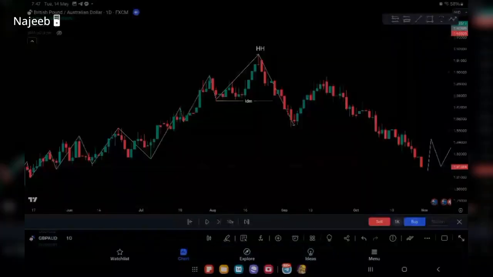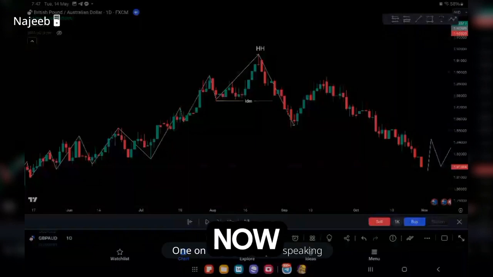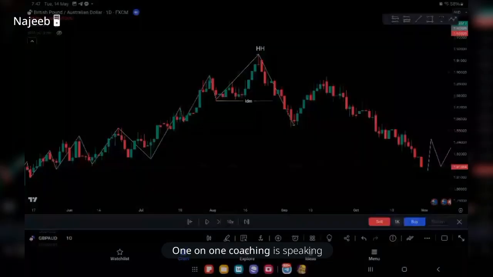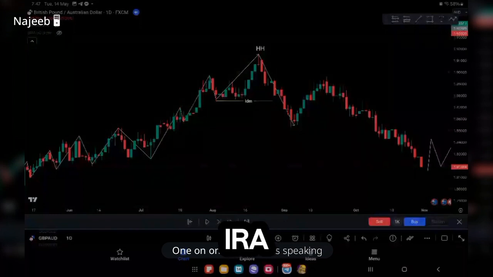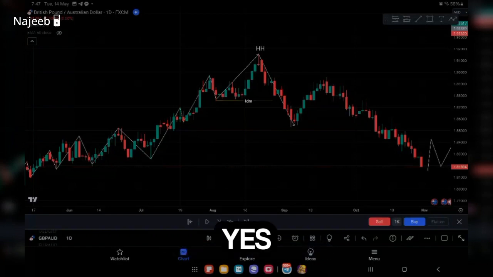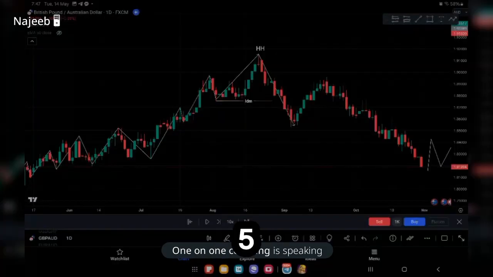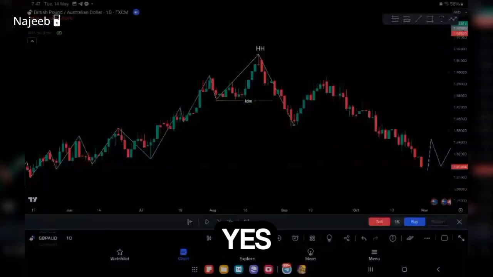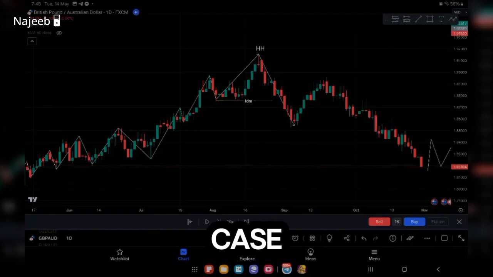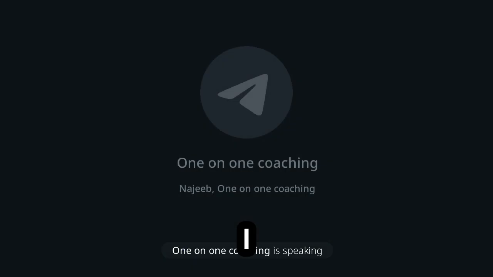Good. So number 5 now, we are looking for a break of structure. That is a break of the higher high. But that didn't happen. That's number 5. Yes, but in this case, we didn't have a higher high.